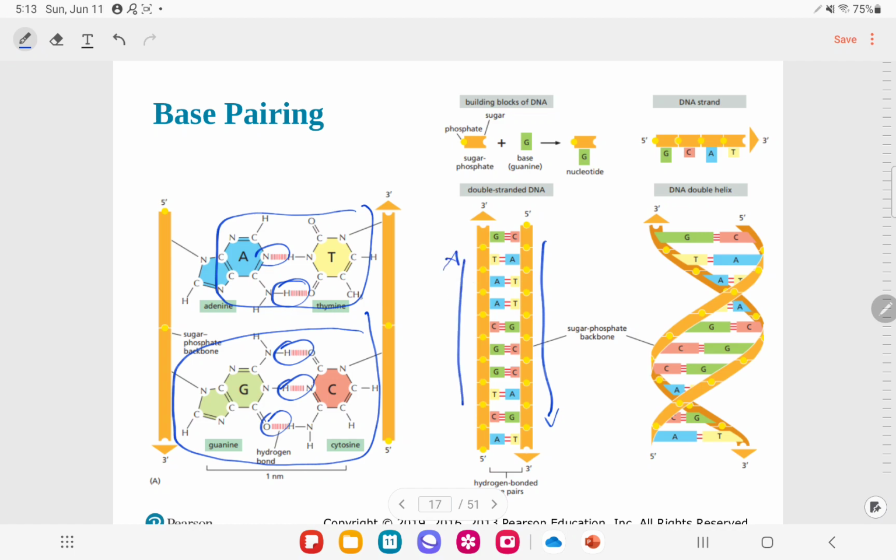Okay, and again, the building block of DNA is going to be a nucleotide. These nucleotides are made up of a sugar, phosphate, and a base. That makes up a nucleotide. And again, we can have adenine as a nucleotide, thymine as a nucleotide, guanine, cytosine. These are all nucleotides, and so is uracil.